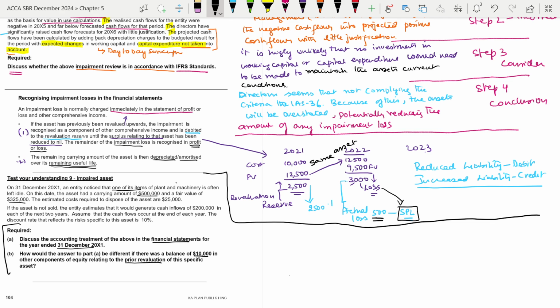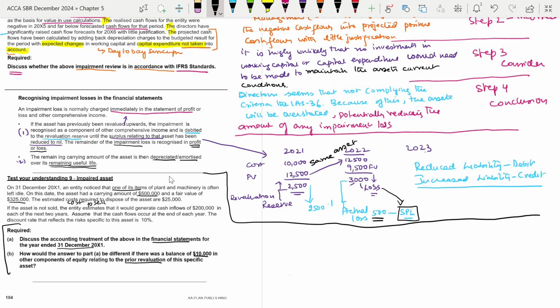Now, first, what is the accounting treatment? On this date, the asset has a carrying amount of 500 and the fair value is 325. The estimated cost required to dispose, the cost to sell, is 25. Fair value minus cost to sell. Understand: the carrying amount is more, the fair value is less.